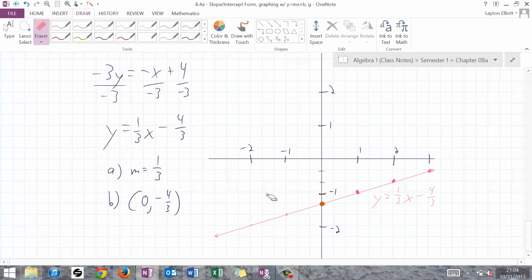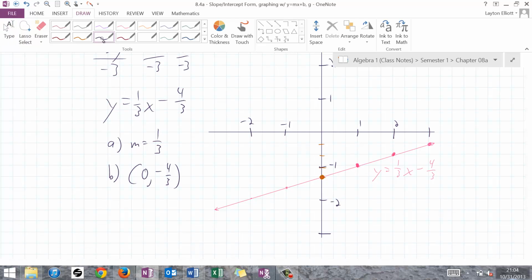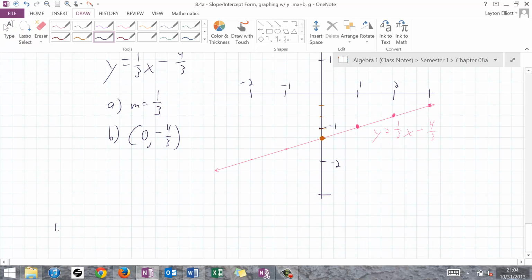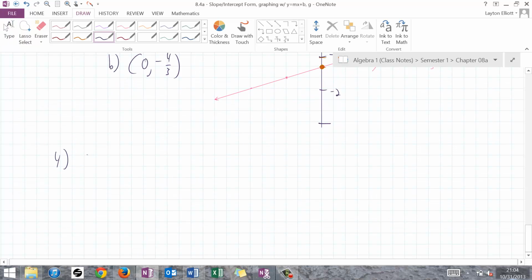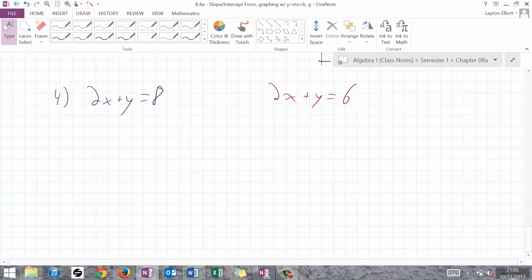Okay. As a last point, you guys are going to do a ton of these on your own, but as a last point, I want to talk about two lines. We're going to graph two lines on the same graph. I'm going to do 2x plus y is equal to 8, and then I'm going to do 2x plus y is equal to 6. So let's pop over to the left here.